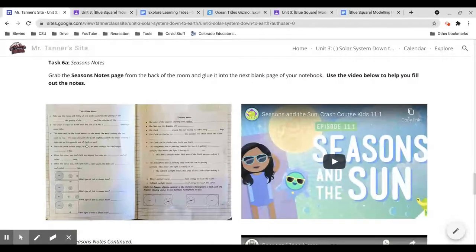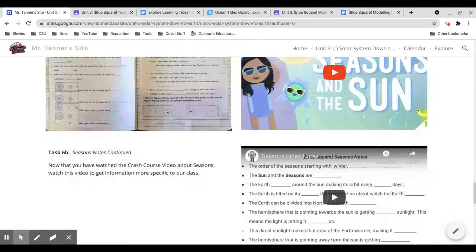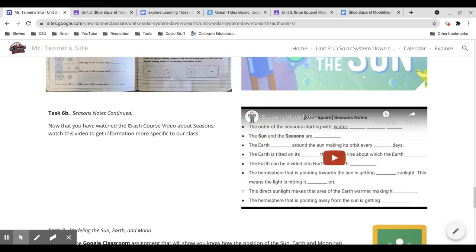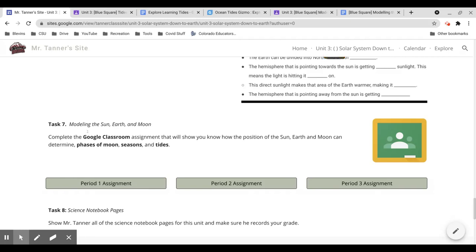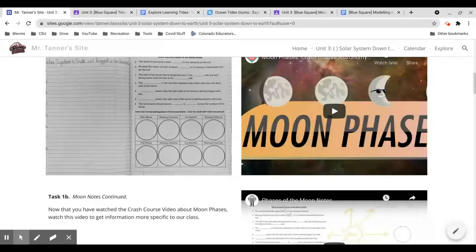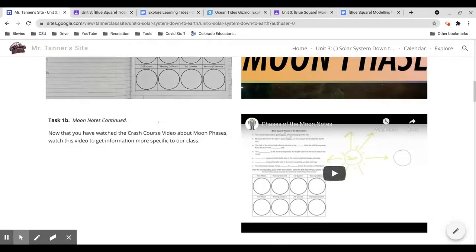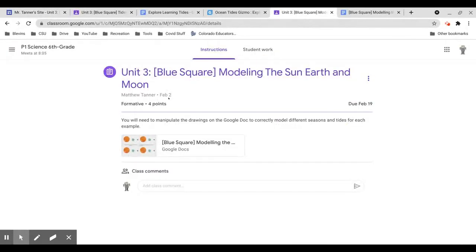We start with notes this time on seasons. Same thing. Watch the Crash Course Kids video on seasons. Watch for all the details. Just listen and watch and pay attention. And then you can watch my video to actually fill out the note sheet. And then finally, putting it all together is modeling the sun, the earth, and the moon. And this puts everything that we've learned through this Blue Square unit together. It's a Google Classroom assignment that you'll open up from my website.